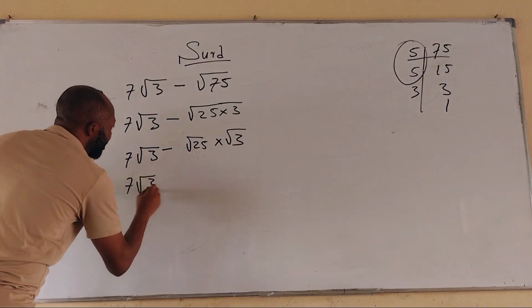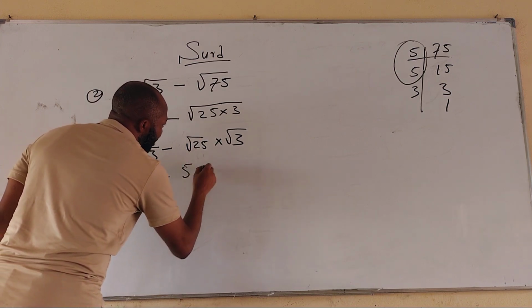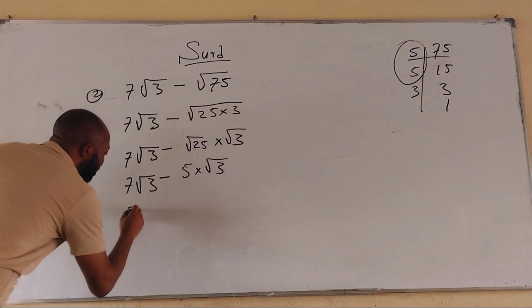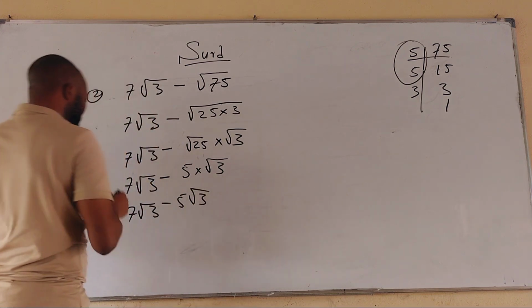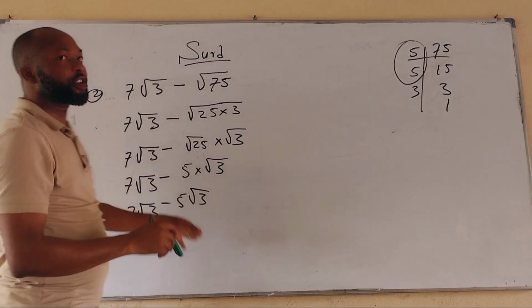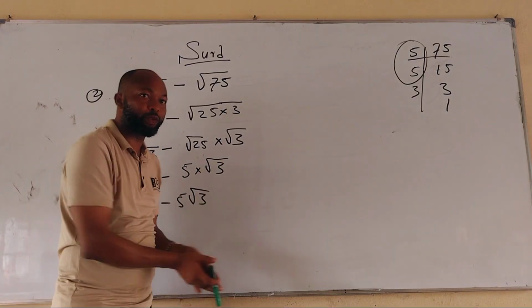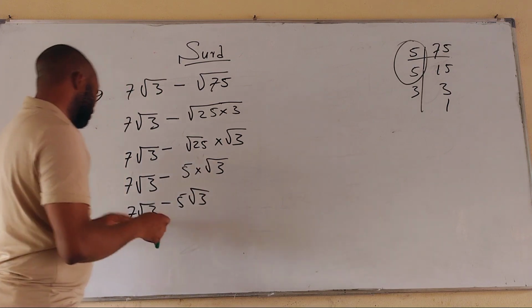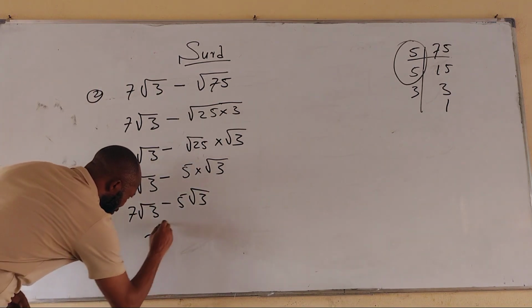7 root 3 minus root 25, which is 5 times root 3. So 7 root 3 minus 5 root 3. Now, root 3, they are similar. It's like 7 apples minus 5 apples will give us 2 apples. So 7 root 3 minus 5 root 3 will give us 2 root 3.